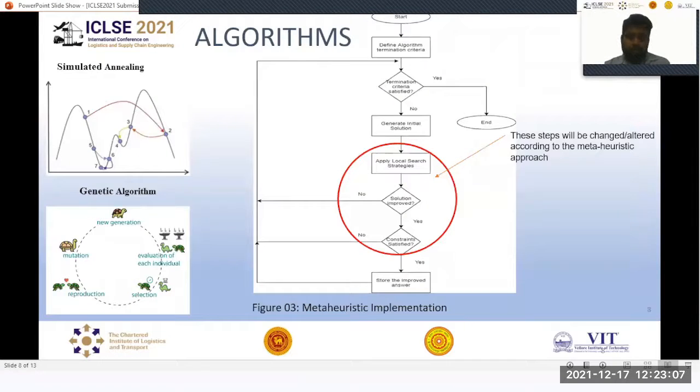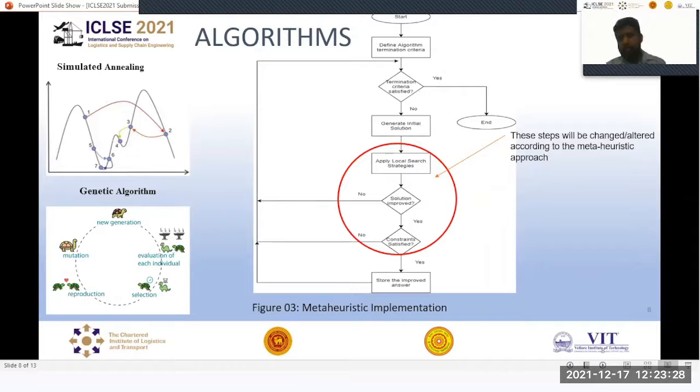So we use simulated annealing and genetic algorithm to solve the mathematical model, and this is how we implement the meta-heuristic method. First we define the algorithm termination criteria. Then we consider whether the termination criteria is satisfied.